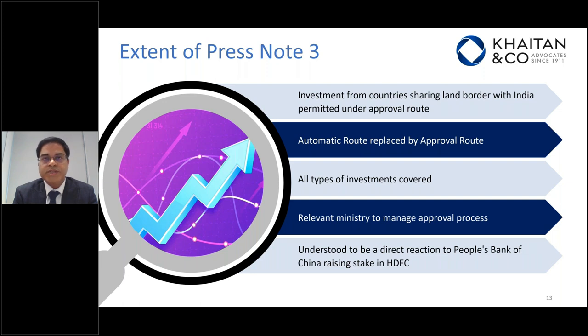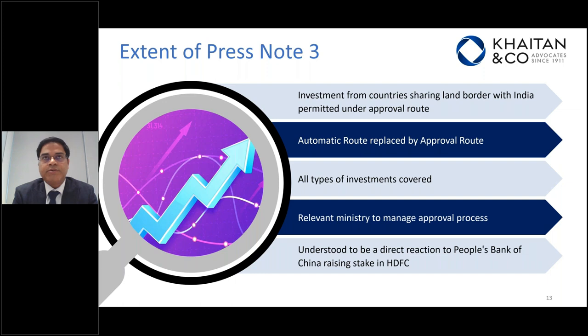So approval route means that in the sector in which investment is coming, if the beneficial ownership of the investor is in China or jurisdictions which share a land border with India, then approval will be required. Now, the relevant ministry to manage the approval process would be the sector regulator, as I had highlighted in the previous slide.